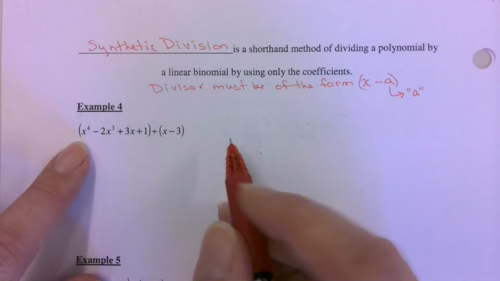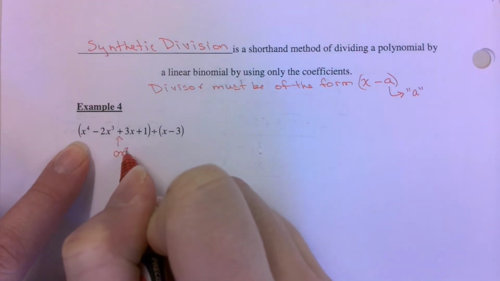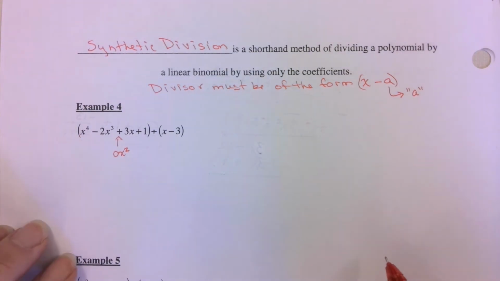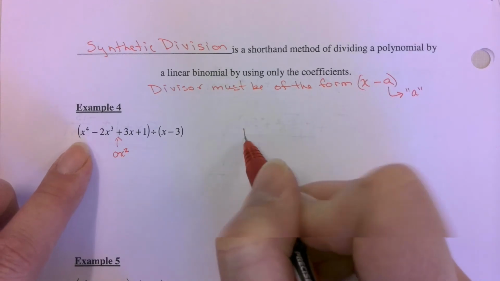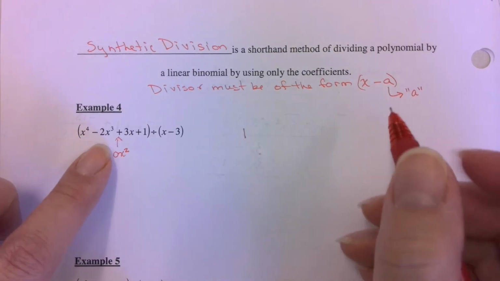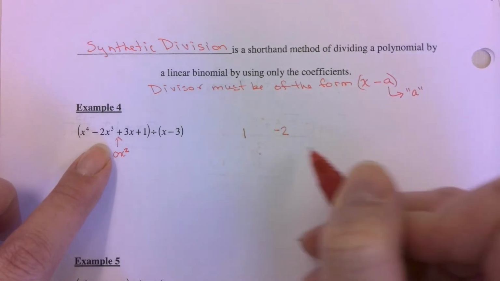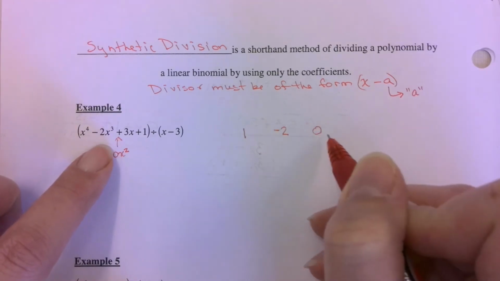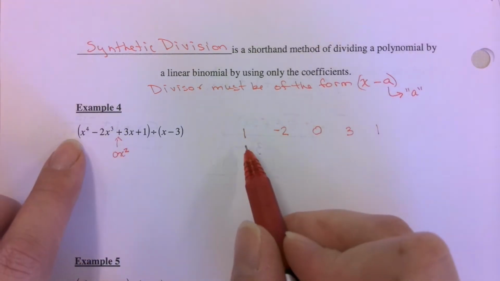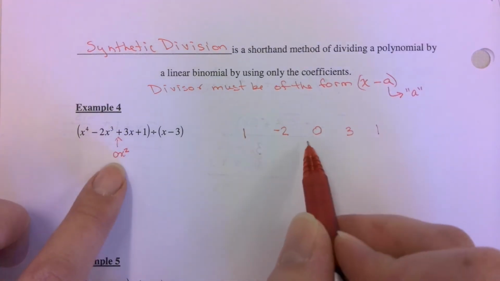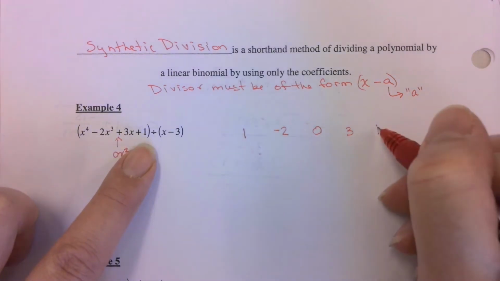All right, so when we go to do this, I can see that I am missing an x squared. So I'm going to put in a placeholder of 0x squared. When I set up synthetic division, I am taking the coefficients. So I am going to put in here a 1 in place of the x to the fourth. A negative 2 is the coefficient of my x to the third. So here's my fourth power, my third power. I am missing the x squared, and then I have a positive 3 and a positive 1. So we pull the coefficients, a 1, a negative 2, my missing power has a coefficient of 0, a 3, and the constant 1.